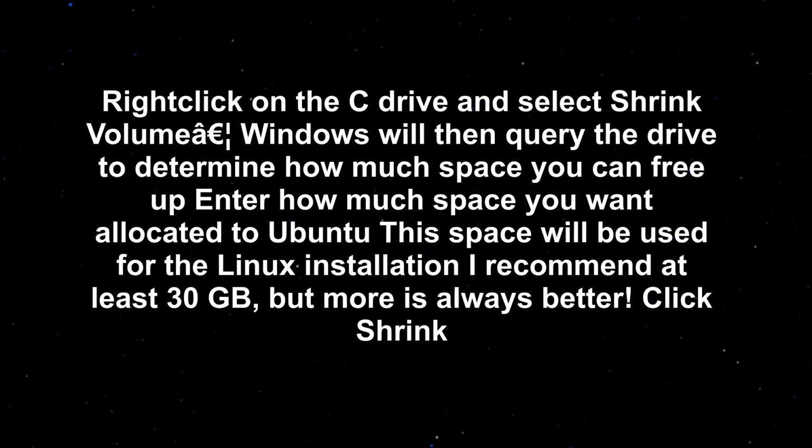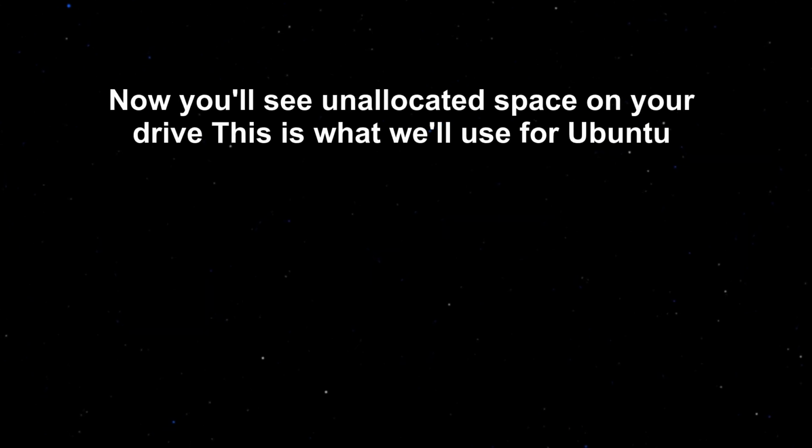Windows will then query the drive to determine how much space you can free up. Enter how much space you want allocated to Ubuntu. This space will be used for the Linux installation. I recommend at least 30 gigabytes, but more is always better. Click Shrink. Now you'll see an allocated space on your drive. This is what we'll use for Ubuntu.